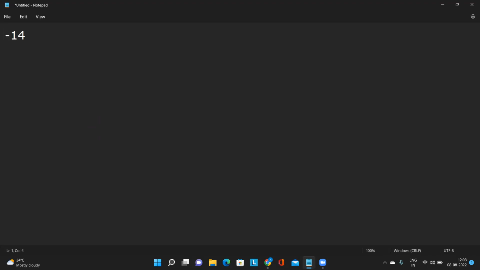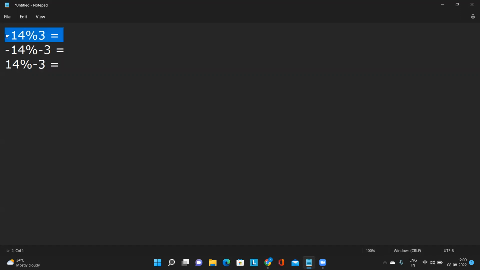So regarding the modulo operator, let us just say I am having a value like this. Minus 14 modulo 3. This is my first operation. My second operation is minus 14 modulo minus 3. And my third operation is 14 modulo minus 3. So when my numerator is a negative value and my denominator is a negative value, how is my compiler going to treat this?